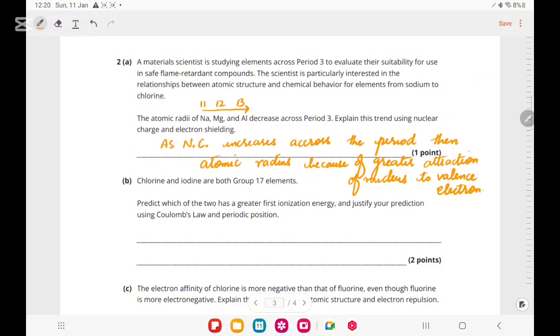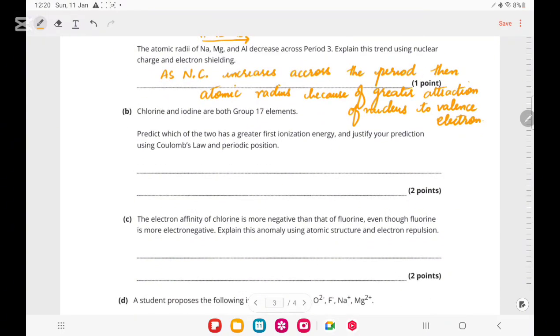So in the next question, they say chlorine and iodine are both group 17 elements. So we know group 17 is fluorine, chlorine, bromine and iodine.